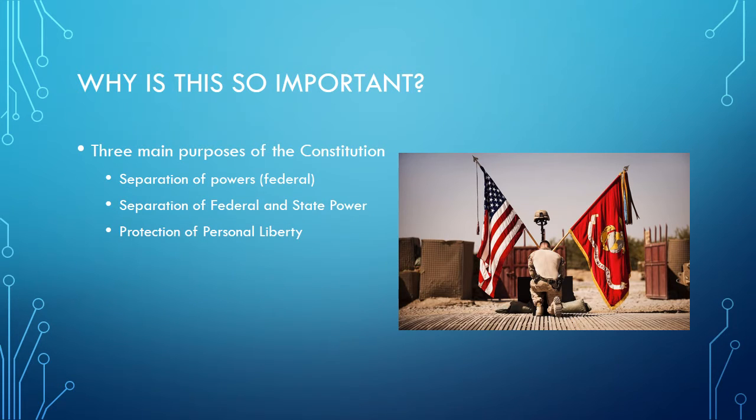Many people bring up the notion of why the Constitution is so important, along with the idea of how the Constitution impacts disaster policy. The three main purposes of the Constitution are the separation of powers. The first separation of powers is of the federal powers: the executive branch, the legislative branch, and the judicial branch. The next separation of powers is between the federal and state. And the third purpose of the Constitution is the protection of personal liberties.